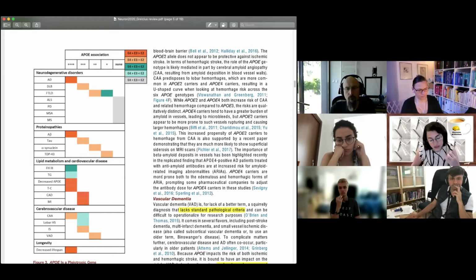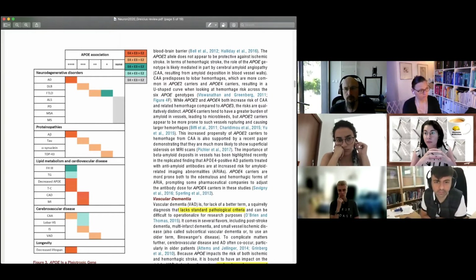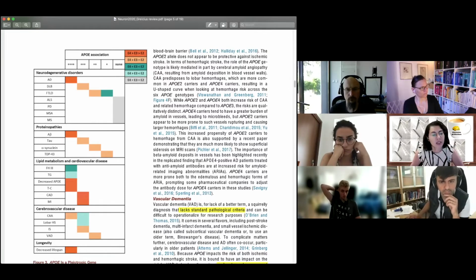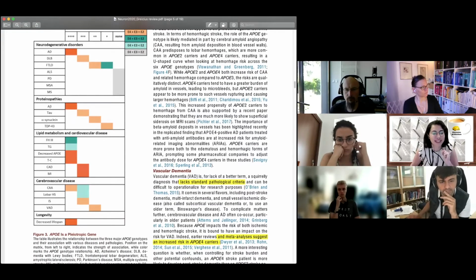And what is also interesting about the APOE4 is that the blood-brain barrier is impermeable to this protein, so the concentration that we have in the CSF and in the brain can be different, because there are different regulations between the two, as I understood from this review.